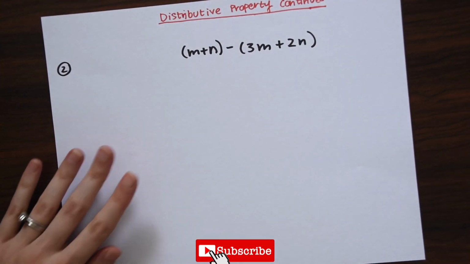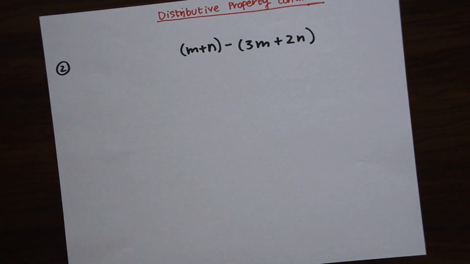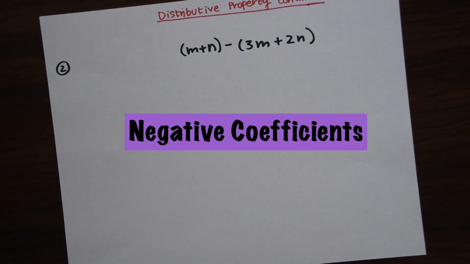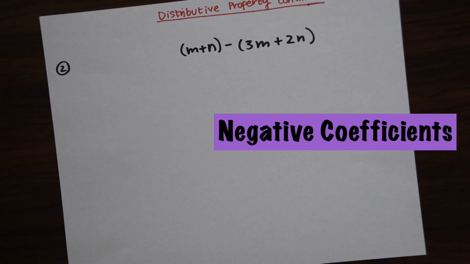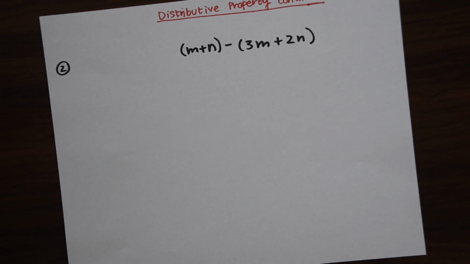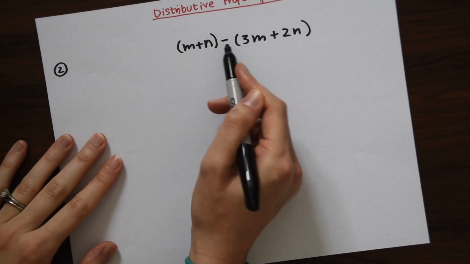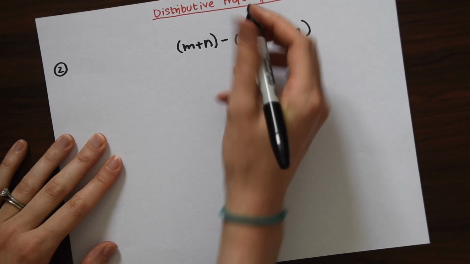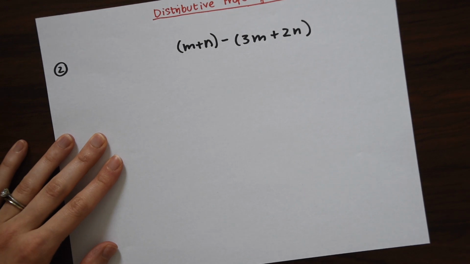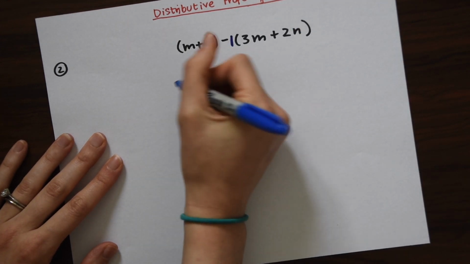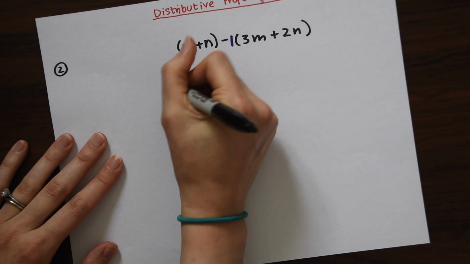So we have one more question for the distributive property. This one's a little bit trickier. We have parentheses m plus n minus parentheses 3m plus 2n. I'm going to rewrite this because what happens with these subtraction problems before parentheses is that there is a little invisible minus 1 here. So let's rewrite this whole thing now with our minus 1.